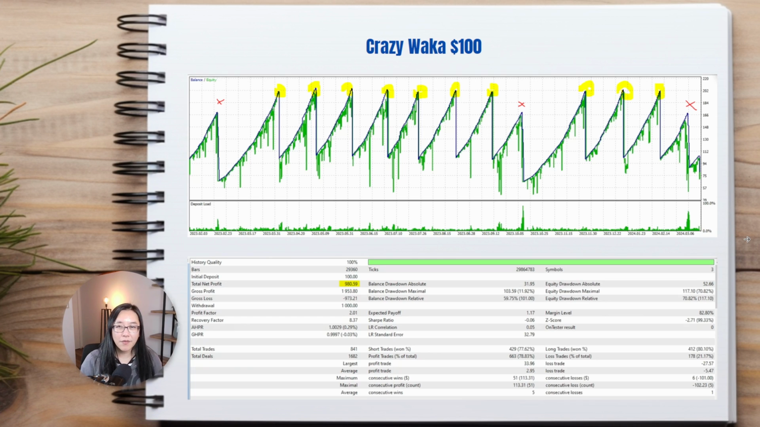And the results of that Waka Waka $100 experiment look like we're hitting drawdown 1, 2, 3, 4 times, and the rest of the yellow highlights are take profits. So according to this backtest, $980 is in profit, and our maximum drawdown is $117.